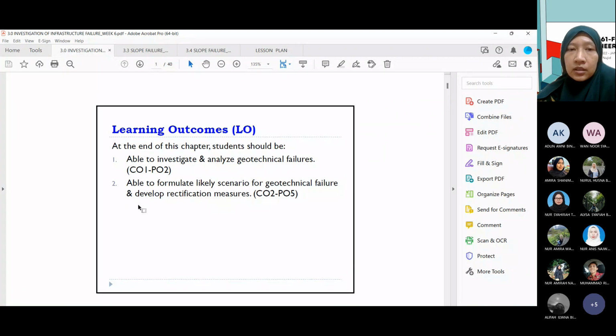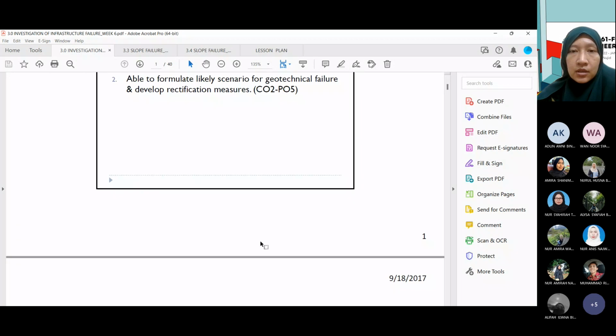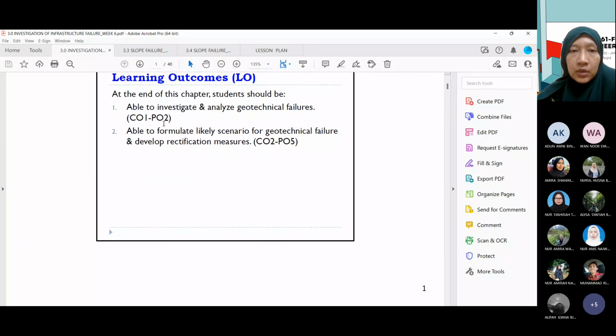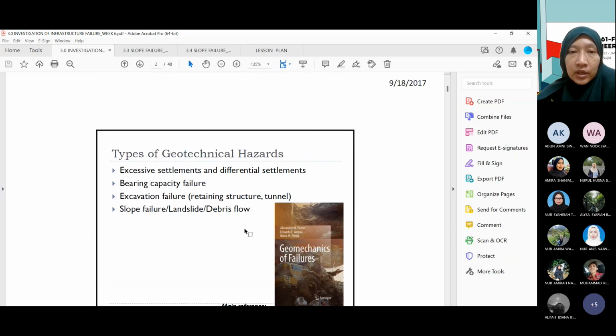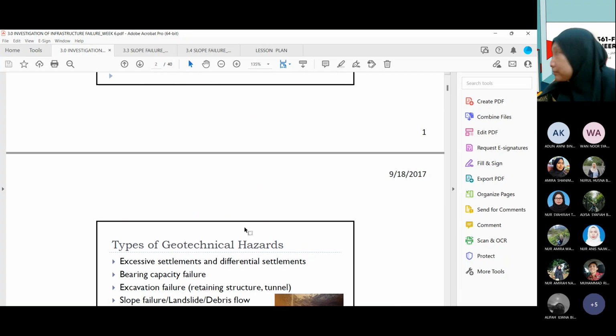Okay, the next learning outcome, number 2, is to be able to formulate likely scenarios for geotechnical failure and develop rectification measures. As you can see, we try to map CO1 to PO2, which is analyze and investigate, and also PO5. What is PO5? In OBE, in our program, EAC, what is PO5? Is it a tool?